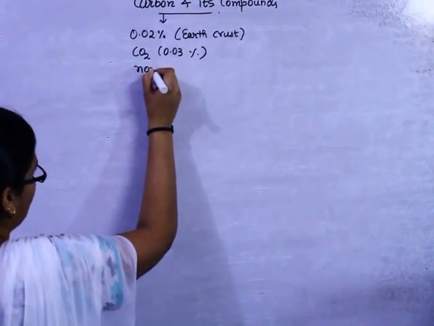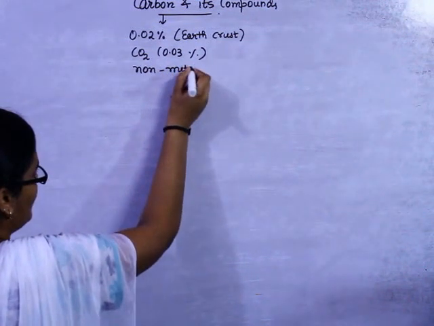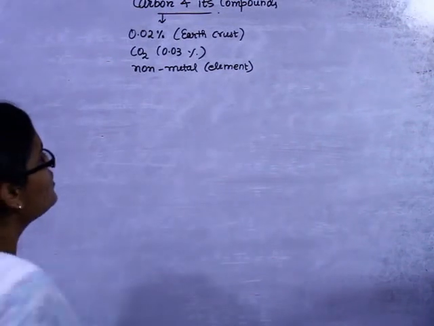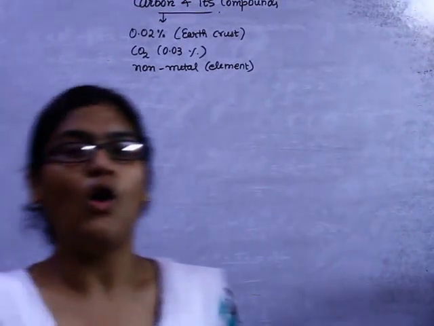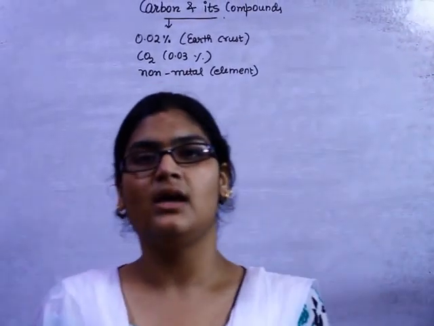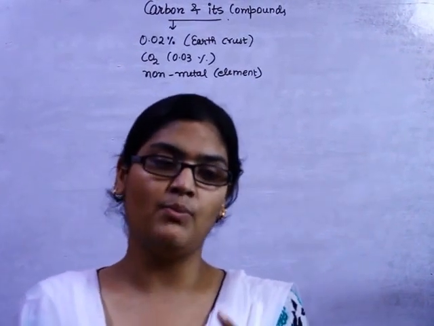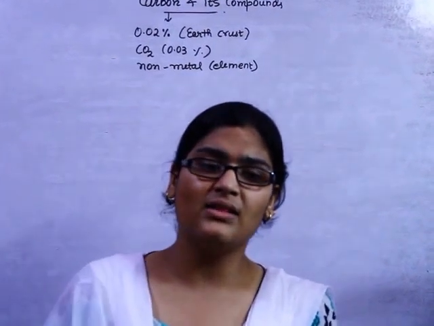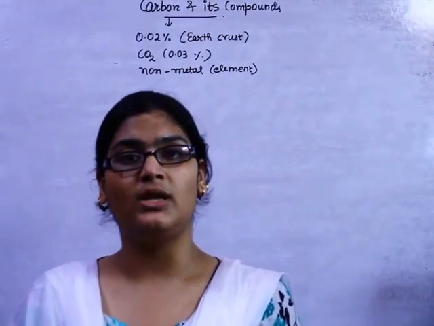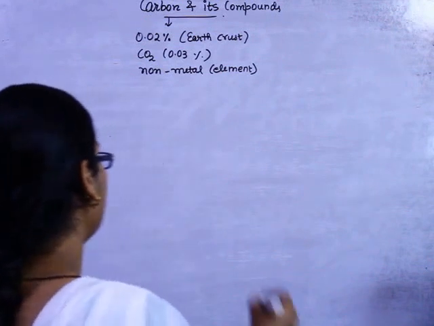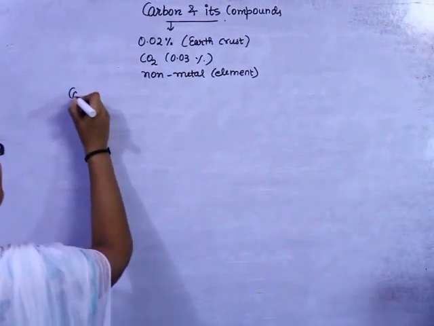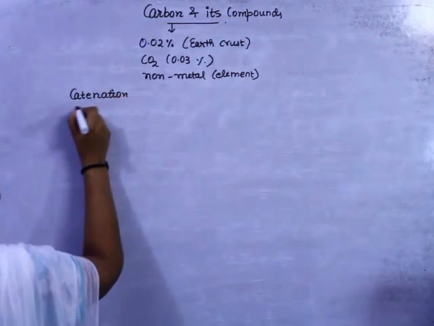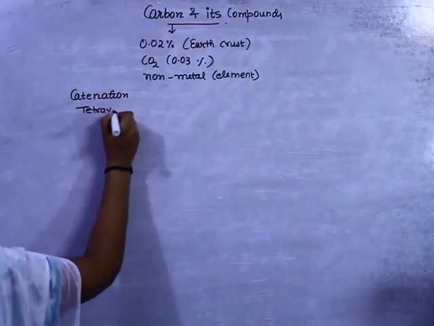Carbon is a non-metal, as I told you. As you see, most materials, most mammals, are made up of carbon. So which property makes it so popular? Let us proceed with that. Carbon has two properties which make it so popular, which are catenation and tetravalency.